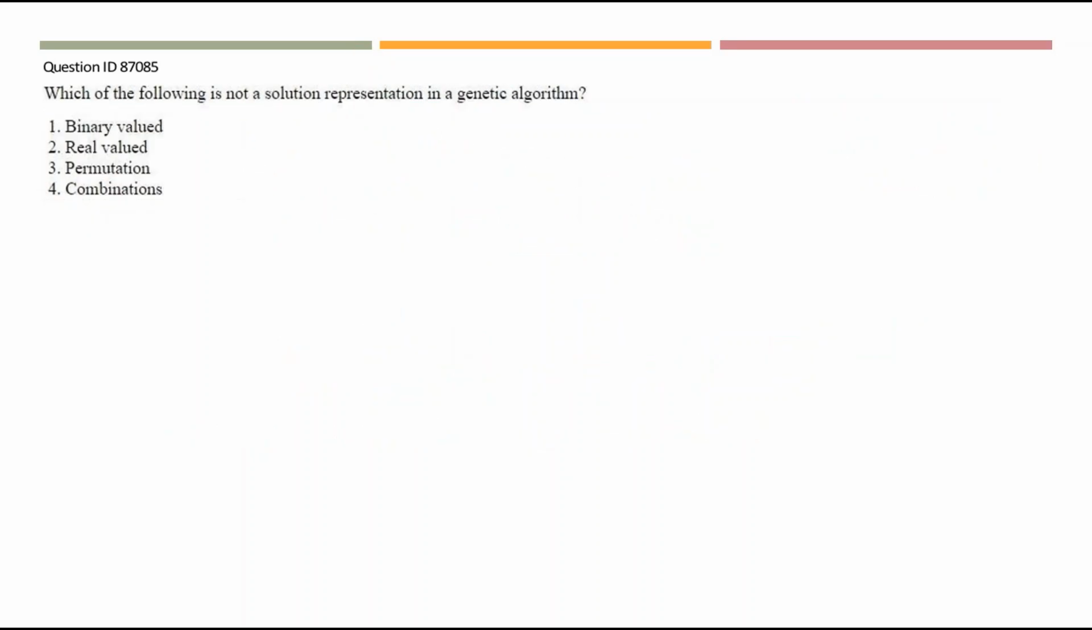Next question. Which of the following is not a solution representation in genetic algorithm? This solution representation will be under the topic genotype representation. There are 4 representations. The first one is binary representation. So if you take an example, everything will be in the form of binary.